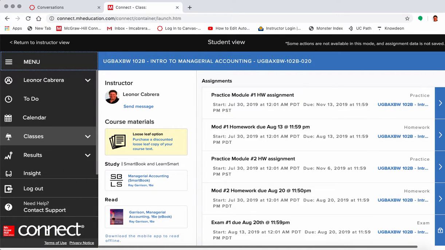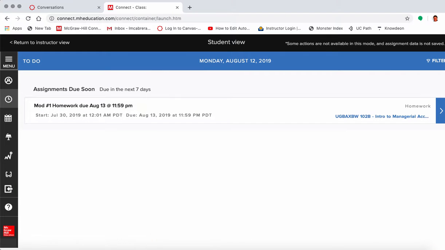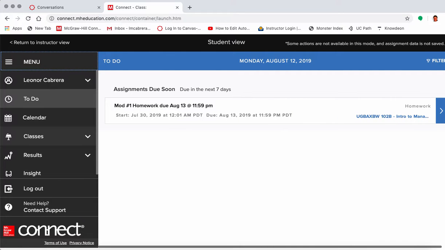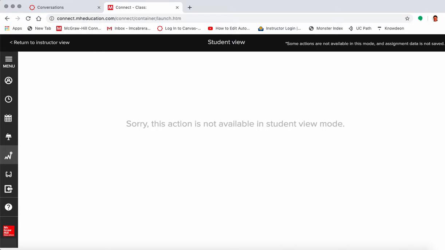And if you look on the side, the left-hand side should have your name. To do is generally what is due, and it lets you know right away what's due tomorrow. Here's a calendar. You can put your classes in. I'm not certain about results. Probably it just gives you the results. Oh, it's not going to give you anything at all.